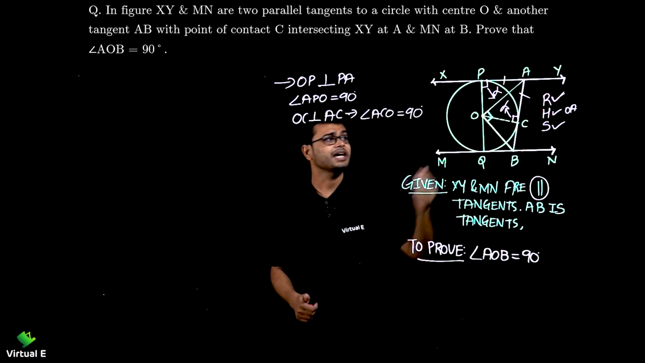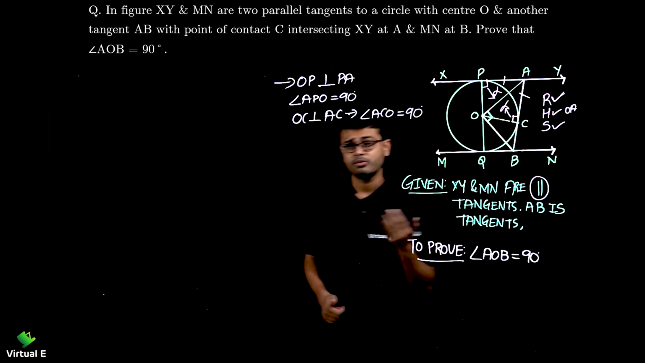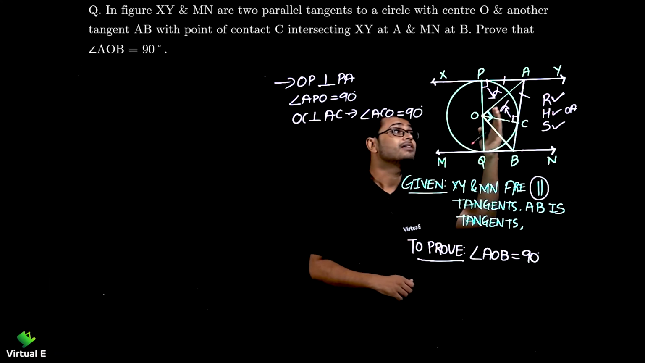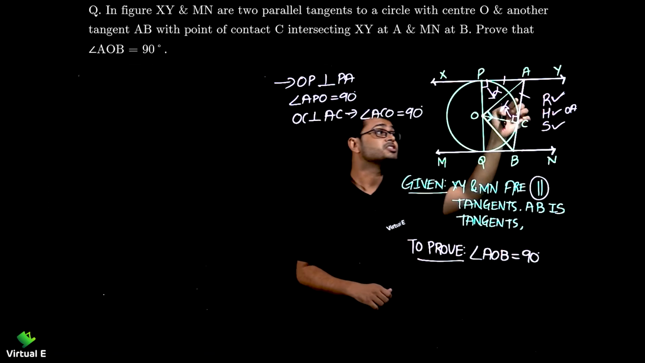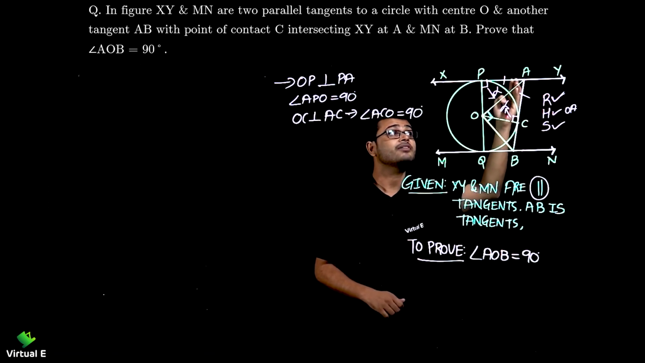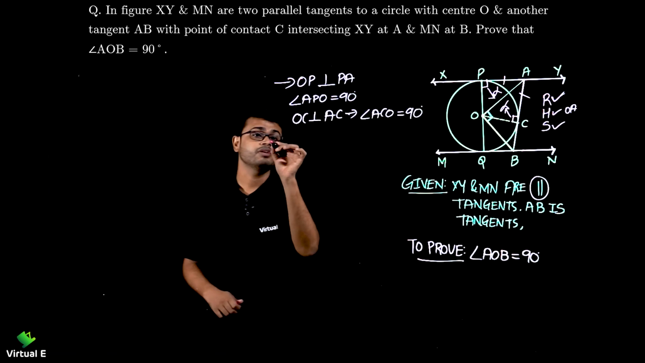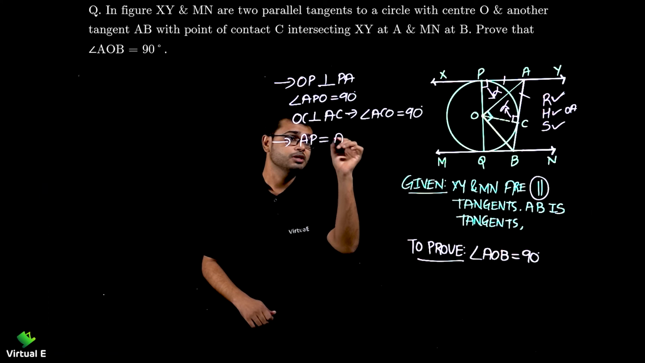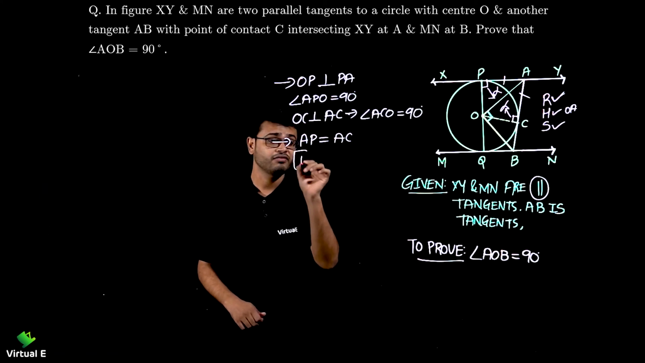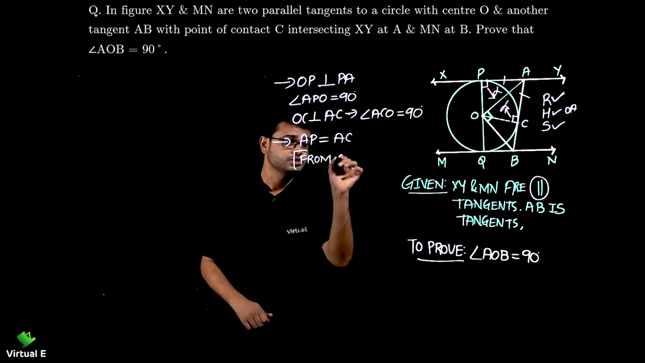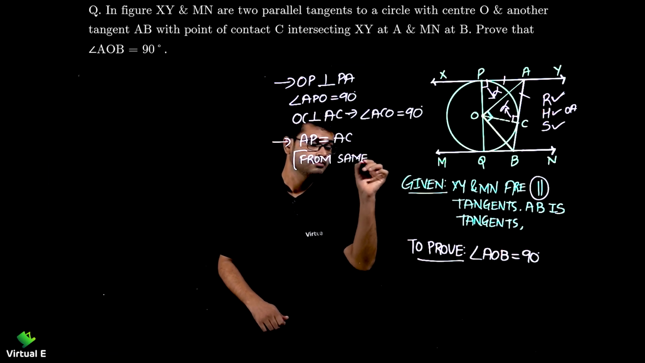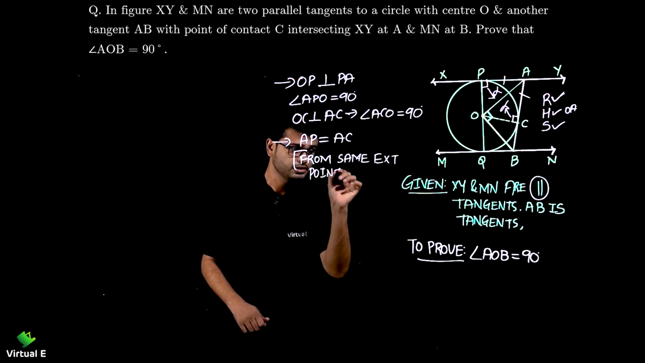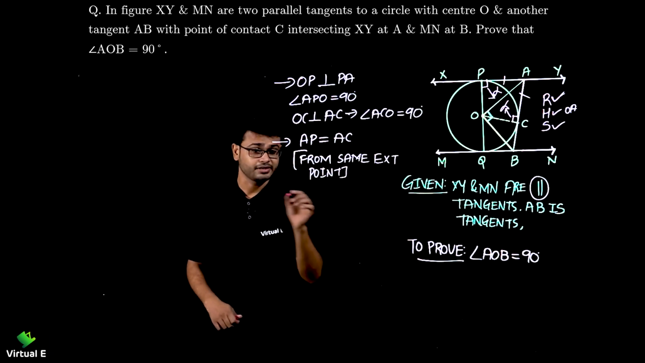Now about the hypotenuse, I can directly write OA is equal to OA, right? Because it is a common side. But for the third side, we need to use the theorem that these two tangents are from the same point. So we will directly write AP is equal to AC. You can write that from the same external point, right?